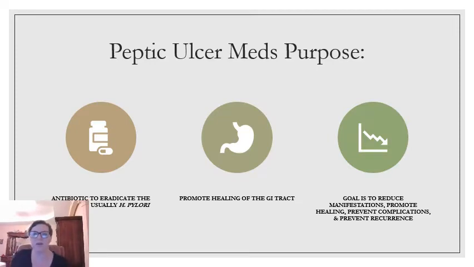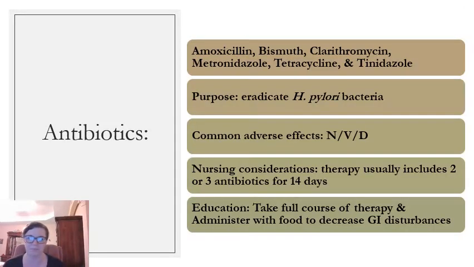The purpose of the peptic ulcer medications is either an antibiotic to treat the type of infection that's causing the ulcerations, and that's usually due to H. pylori, or to promote healing in the GI tract. And there are several different ways that these medications promote that. The goal then is, of course, to reduce the manifestations of these ulcer symptoms, promote healing, prevent complications, and then, of course, prevent recurrence.